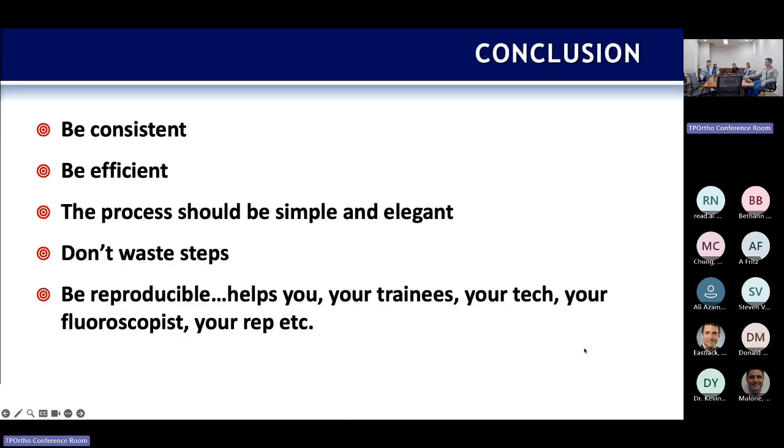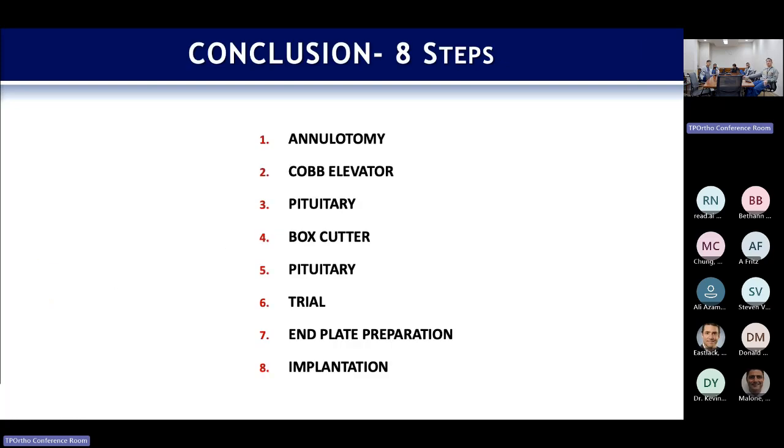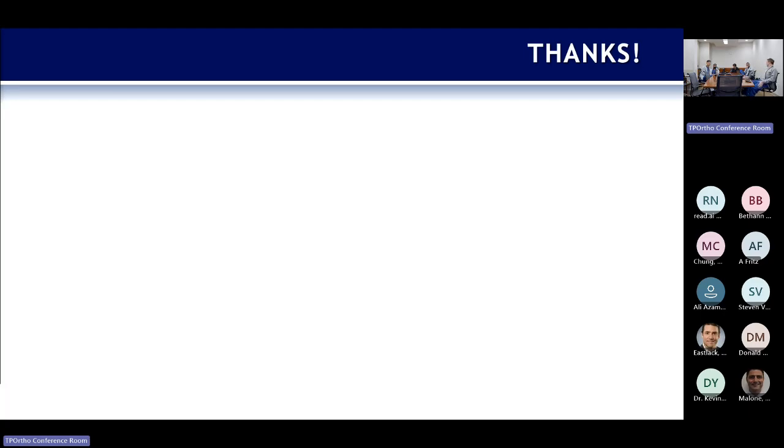So be consistent, be efficient. It should be simple and elegant. Don't waste steps. Be reproducible. It'll help you. There's your 8 steps. Next questions.